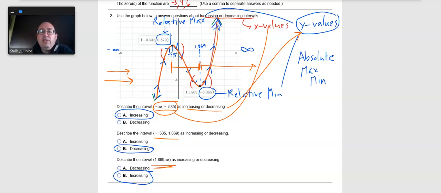In these particular situations, and by the way, if I ever ask you for a relative max, I am asking for the y value only at the top of that little hill, or for a relative min, the y value only at the bottom of that little valley.